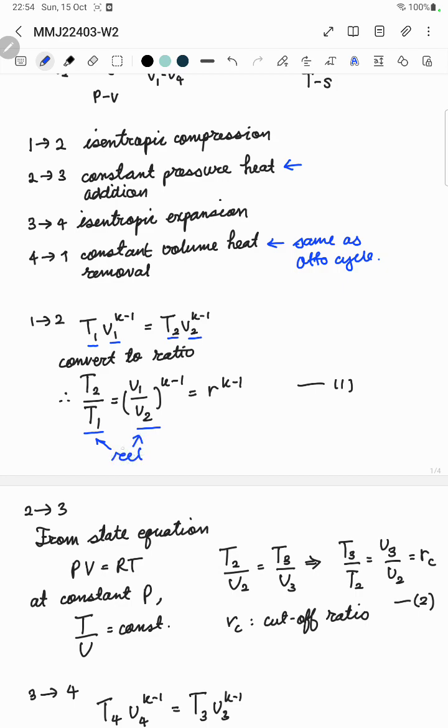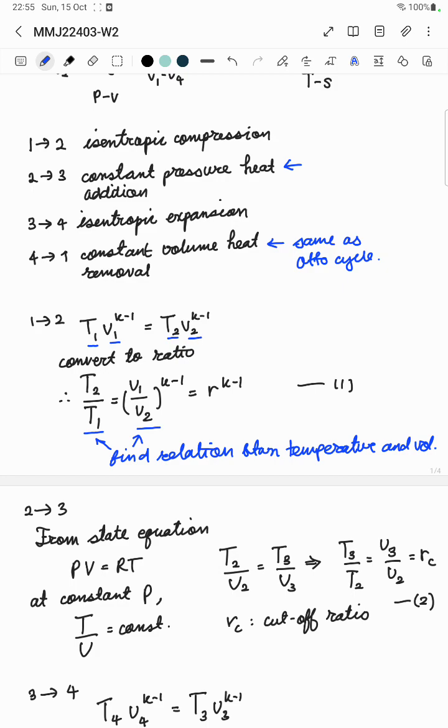So here's the idea. Find the relation between temperature and volume. So here we have our first expression of the ratio of T2 over T1, which is equivalent to the compression ratio to the power of k minus 1.